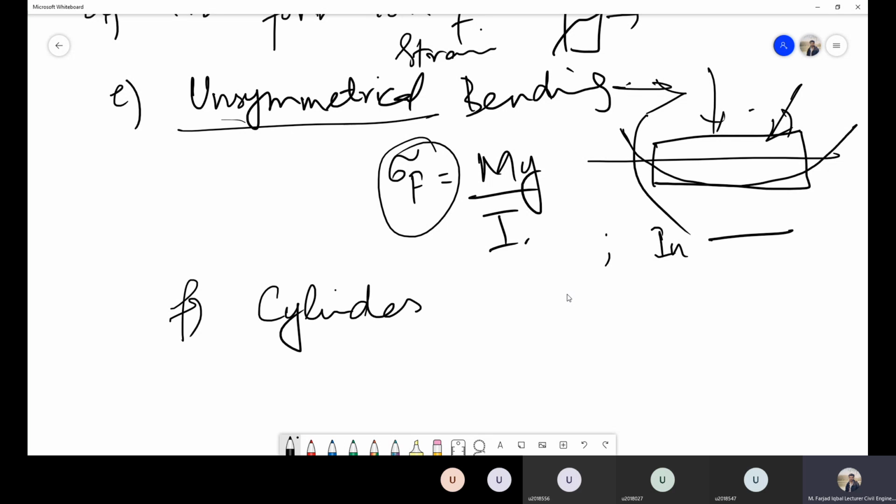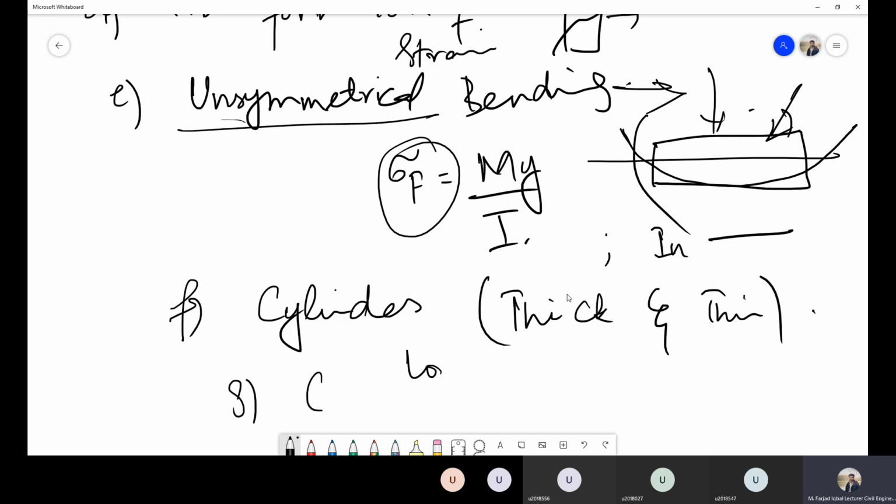The other topic that we are going to study is cylinders, or the stresses in the cylinder. There are different types of cylinders, for example thick and thin cylinders, and there are different stresses in these cylinders, like longitudinal stresses and hoop stresses, and we are going to study this one as well.